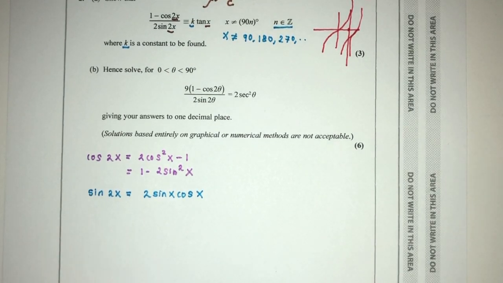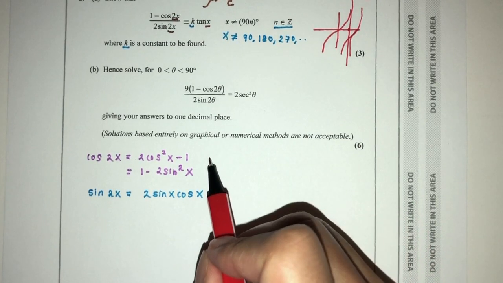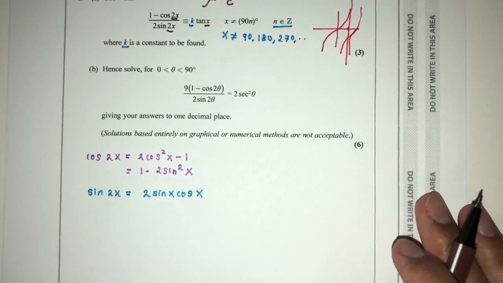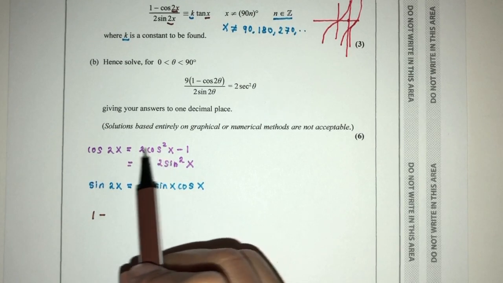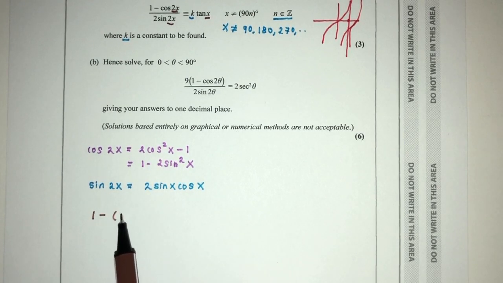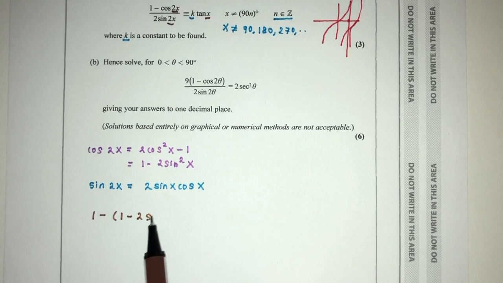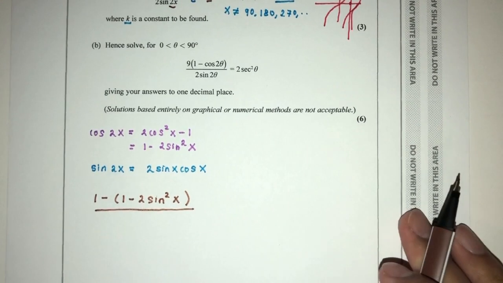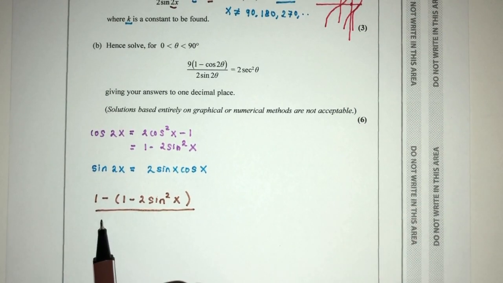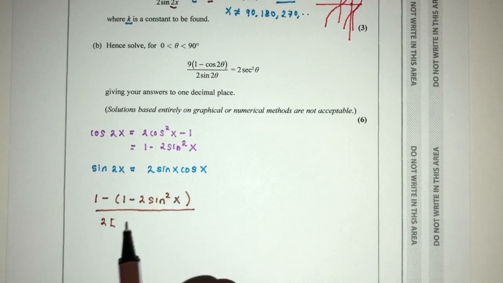Now replace back in the main equation. So on top we have here what? Let me continue below. We have 1 minus cos 2x. We have to choose this one because, as we have seen, we want to have sine on top. So we have this one right here. Now divide by the bottom, which is 2 sine 2x. Now sine 2x will be this one, 2 sine x cos x.